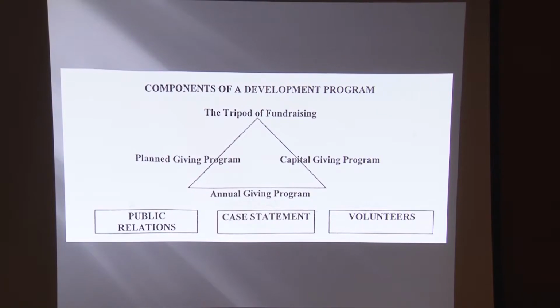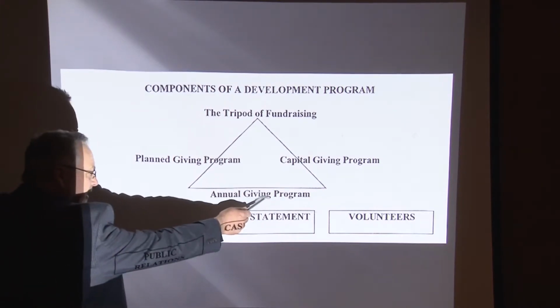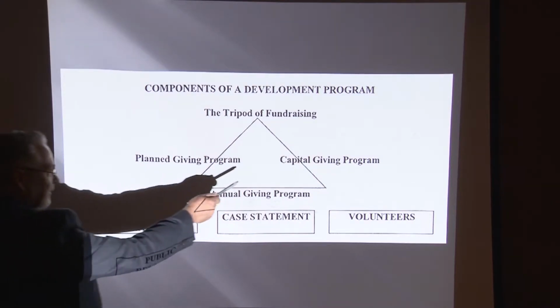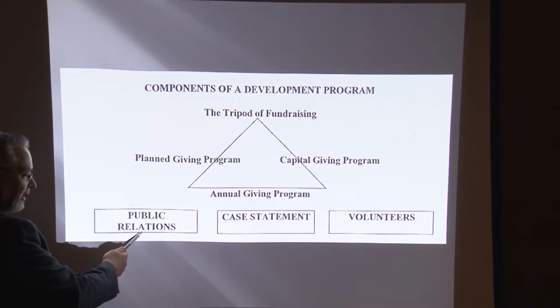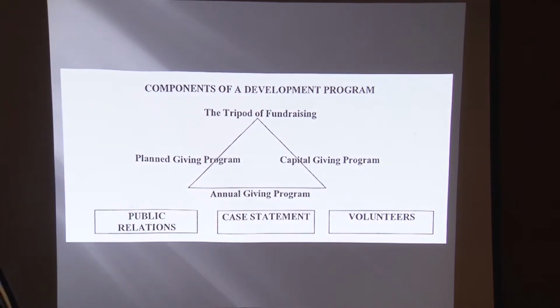The components of a development program, the tripod of fundraising. There are three basic forms of fundraising for most nonprofits. You have planned giving, like estate planning, that type of thing. Annual giving, where you have giving programs that you set up for your membership or your donors every year. You've all seen, I'll give $25 a year, I'll give $100 a year, whatever. Capital giving programs, where you want to raise money for a specific capital need of your organization. To get that done, you'll need public relations, sharing the mission, a case statement, why the mission is important, and volunteers to carry it out. Okay.